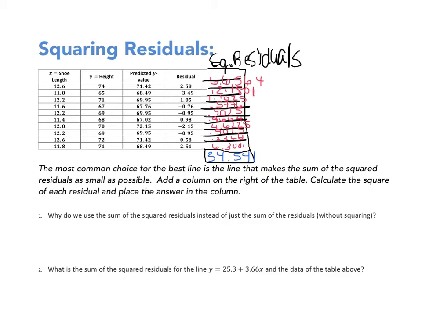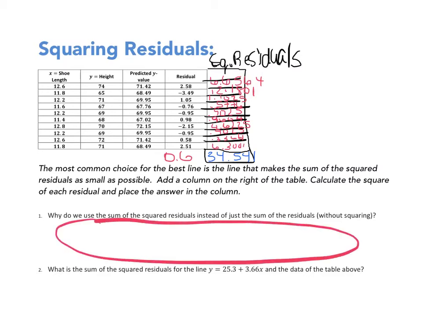So why do we use the sum of the squared residuals instead of just the sum of the residuals without squaring? Well, if we were to add all these residuals up, because of the positive and negative values, it would only add up to 0.6. And that really doesn't tell us anything about the size of our data spread. Just like in standard deviation, when we had to square them to make them all positive, we have to do the same thing with the residuals, because the negative and positive values cancel each other out and don't give us an accurate representation of what the data really is. So that would go here in this space.